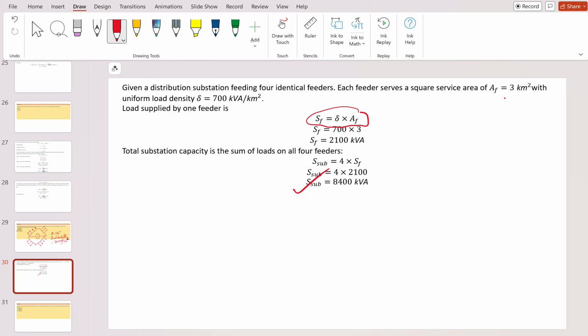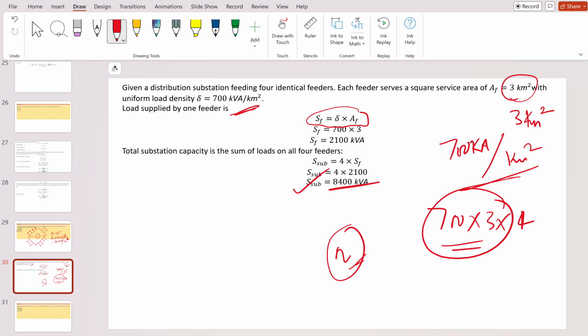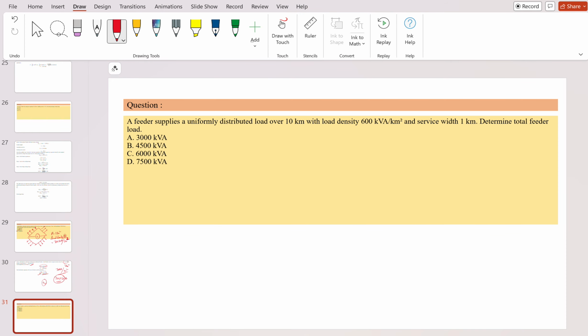The area is 3 kilometers square here, and delta is given as 700 kVA per kilometer square, so you just have to multiply. 700 multiplied by 3, and it is asked for 4 feeders, so you multiply by n, which comes out to 8400 kVA. That's true. Let's move forward, try to solve this.